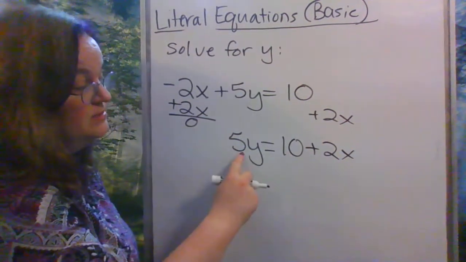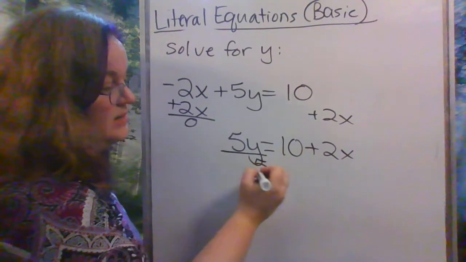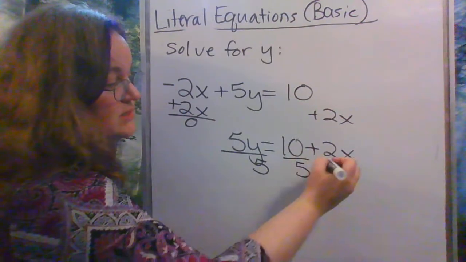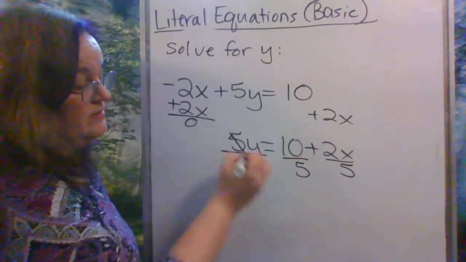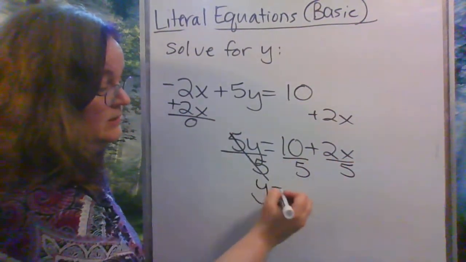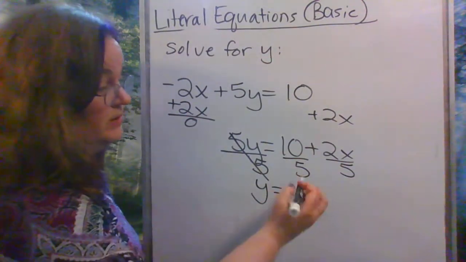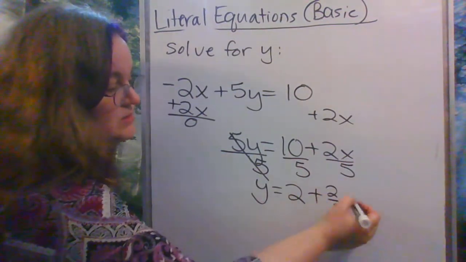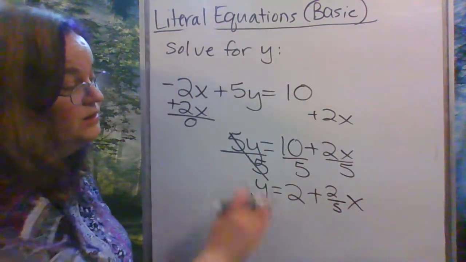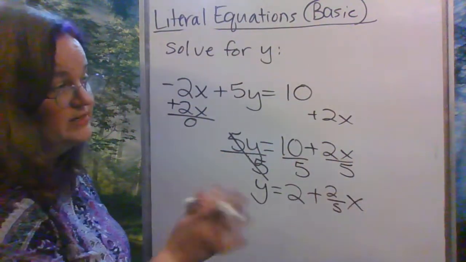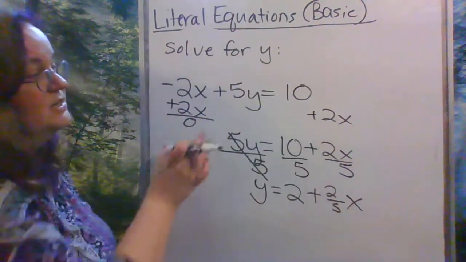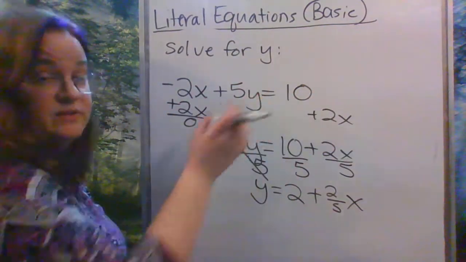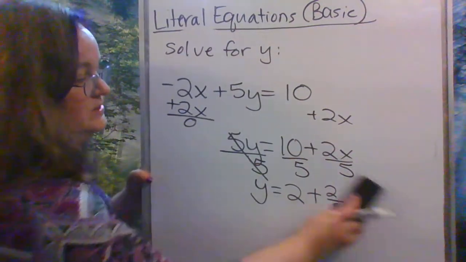Once I'm there, the opposite of multiplying by 5 is dividing by 5. Remember, every single thing has to be divisible by 5. So this and this. Okay, 5 divided by 5 is 1. 1 times y is y. 10 divided by 5 is 2. And then 2/5 doesn't divide evenly, so I'm just going to leave it as 2/5. Okay. Alternately, I could have divided the whole side by 5, like I showed you in the previous one, but that's that process. I'm moving the minus 2x over, and then dividing by the number multiplied by y. Let's look at another example.